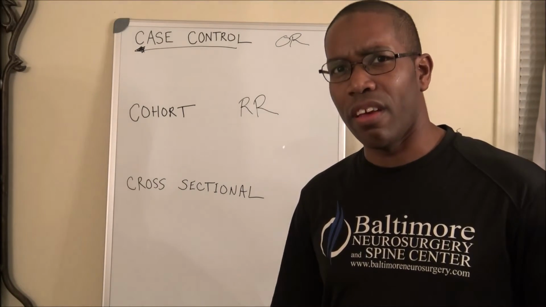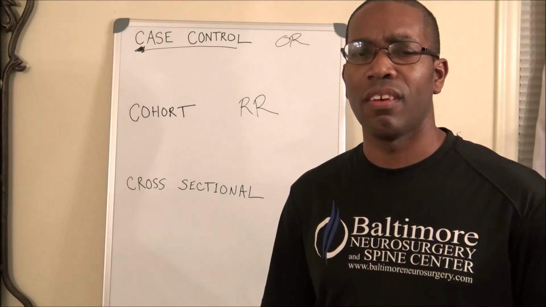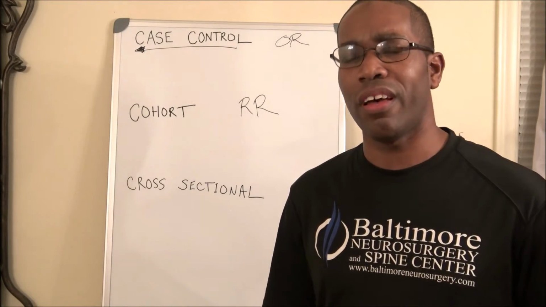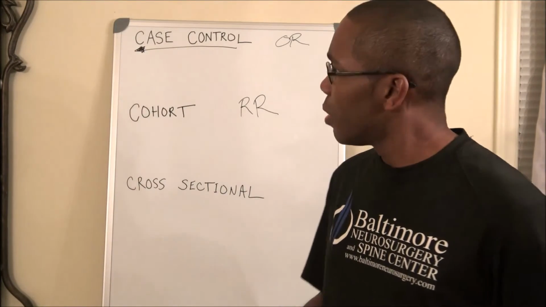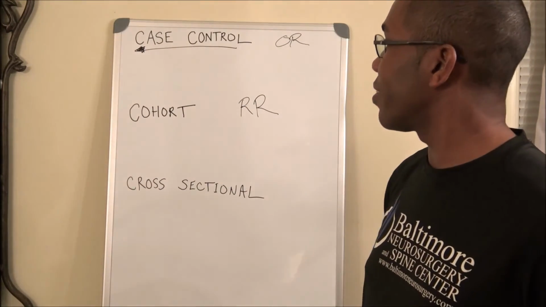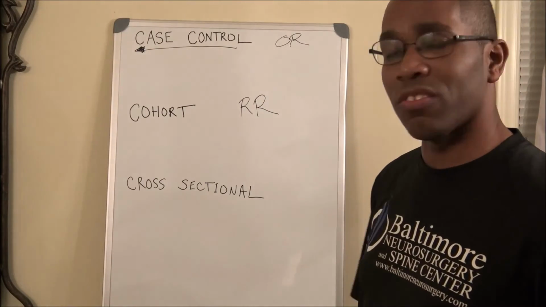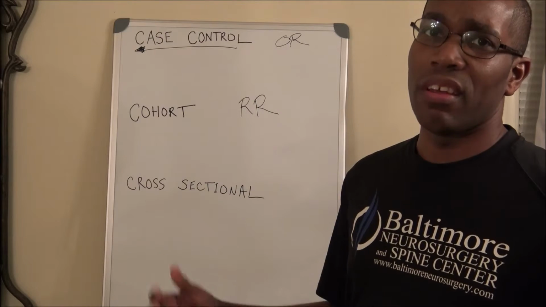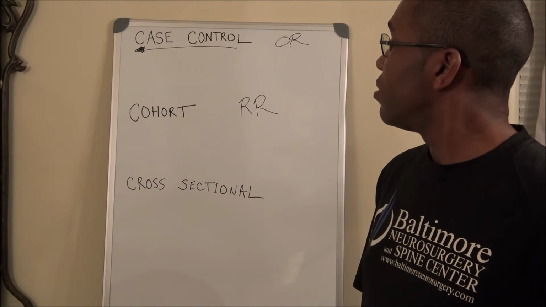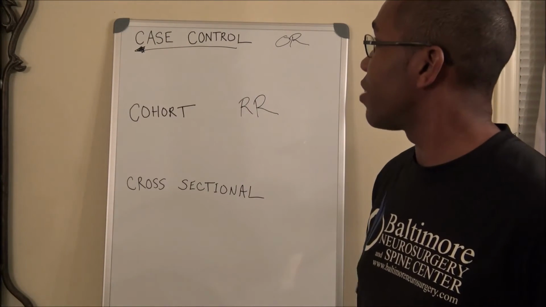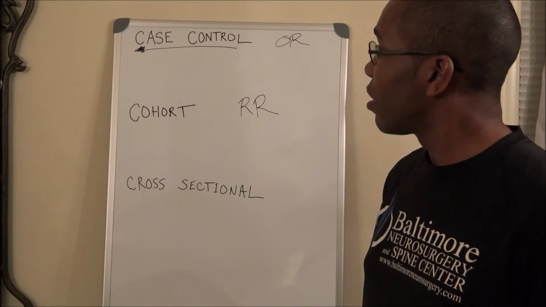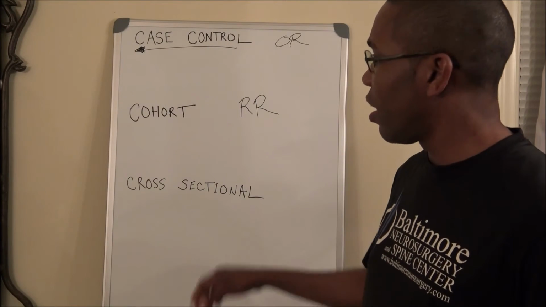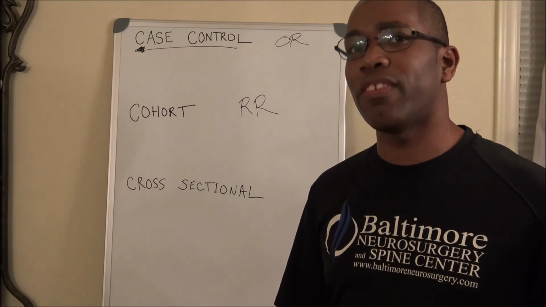Now you're also going to need to know about twin concordance studies, which is pretty simple, and adoption studies, which is pretty self-explanatory. But really the main two are case control and cohort. You need to know about case control's odds ratio, cohort is relative risk, and you're going to need to know that case control is retrospective. Cohort is primarily prospective, but it can be retrospective as well. And cross-section is going to be that specific point in time.